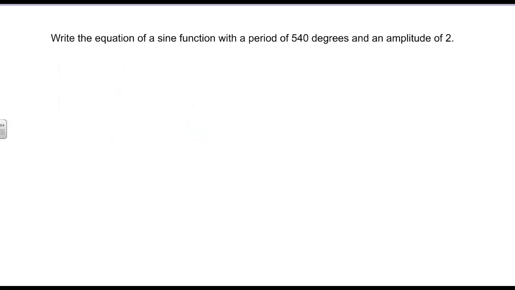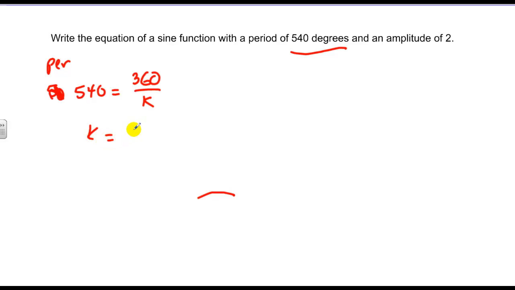In the next problem, we'll do this with a degree measure, although we haven't done much of anything in degrees. Typically in trig books and such, they'll get away from degrees and start using radians. So that's what I've been doing. But we'll continue anyways. We know a period of 540 is equal to, usually it's 2 pi over k, but since we're in degrees now, we'll go 360 over k. Therefore, in order to get k, I've got k is equal to 360 over 540.